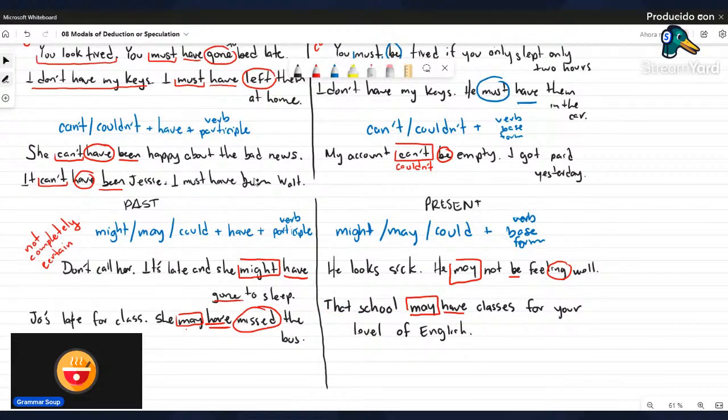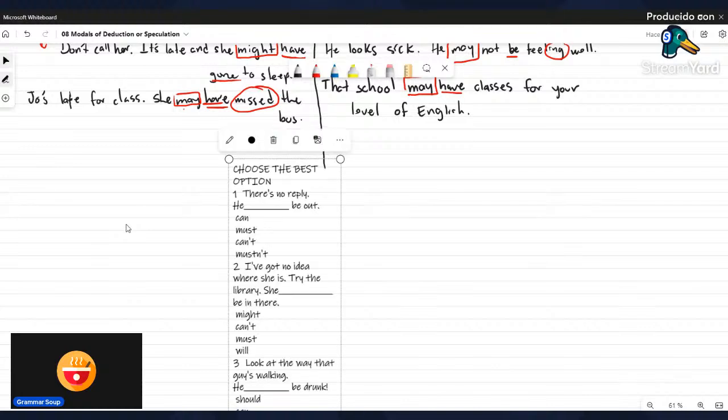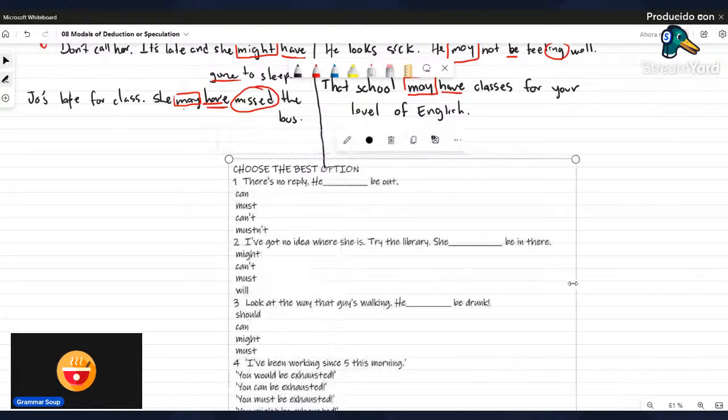So let's try a couple of examples, guys. Let's see if you guys can make it happen. I'm pretty sure you will, guys. Usually grammar supers are really, really accurate. So let's see. Okay, here we have it. Let me paste it over here. I think it's a good zone here to paste it. You guys need to choose which is the best option. You have to choose the correct option.